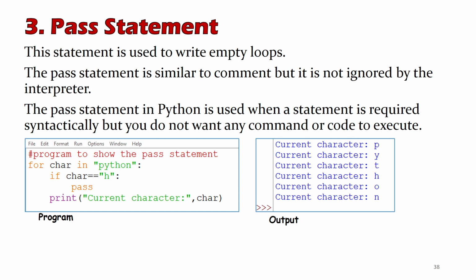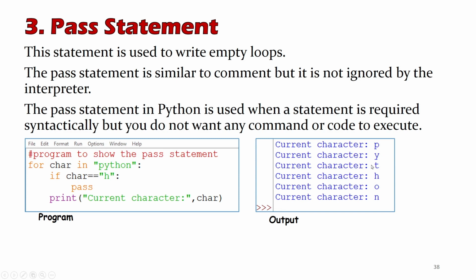So here we have taken the word Python in char, and if the value of char becomes h, then it passes and it prints the current character. Means if char becomes h, it just passes, means it comes out of the if statement. But since the value h went into char, it is still part of the for loop and it will print the current character in char, so it will print h also.